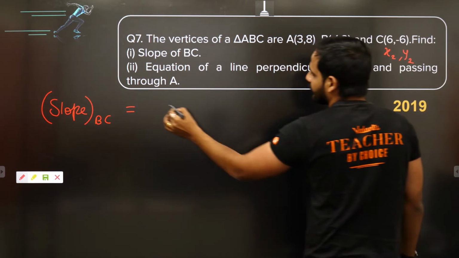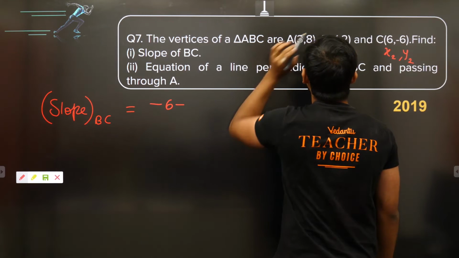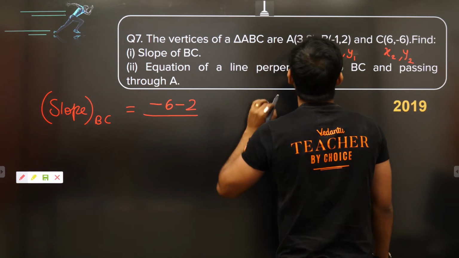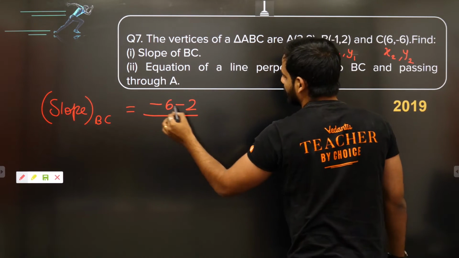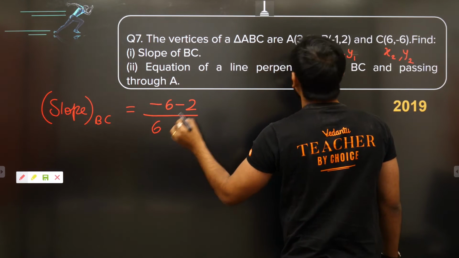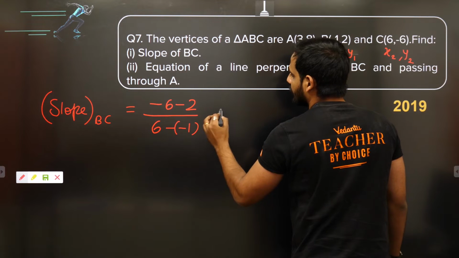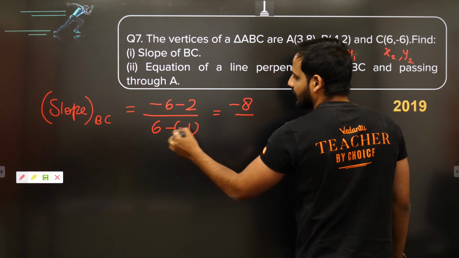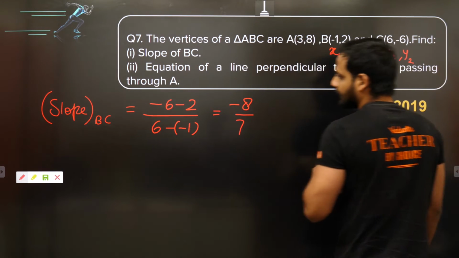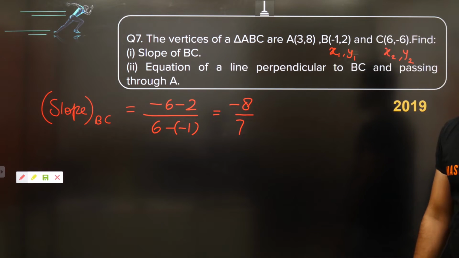So y2 minus y1, so minus 6 minus y1 is what? 2, upon x2, x2 is what? 6 minus of minus 1. So you'll be getting minus 8 upon minus into minus is plus, 6 plus 1 is 7. So this is the slope of BC.